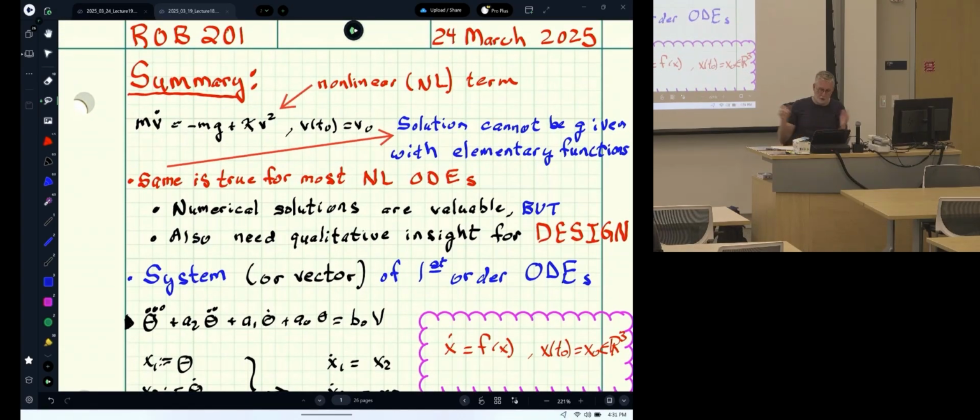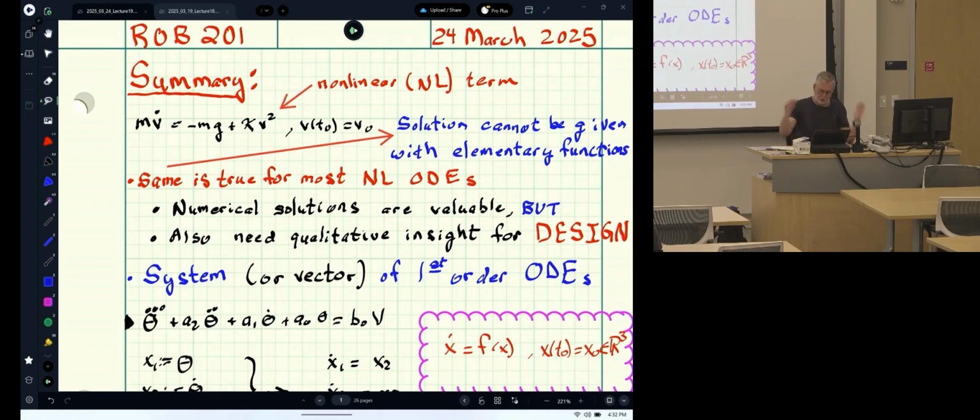Okay, so we went through some ordinary differential equations that we could solve by the method of separation of variables, and probably half of the nonlinear differential equations that have solutions can be solved in that way. But there are many nonlinear differential equations, and this was simply taking a parachutist and adding a nonlinear drag to it. The solution cannot be given with elementary functions, and so you really need to understand numerical methods in order to compute solutions to nonlinear ordinary differential equations as a general rule.